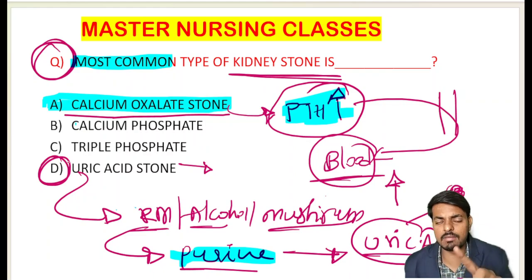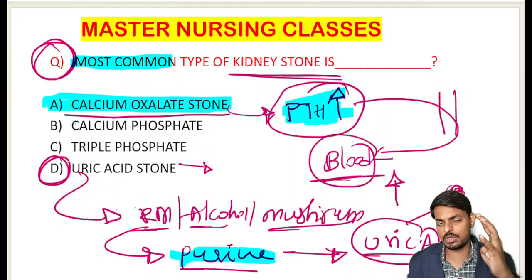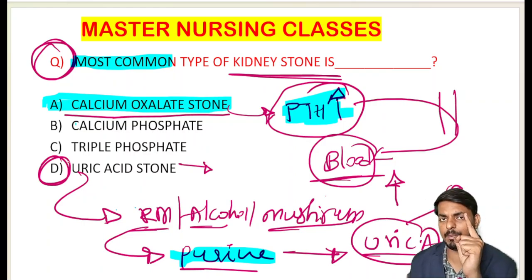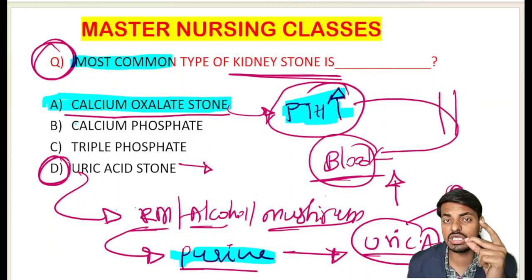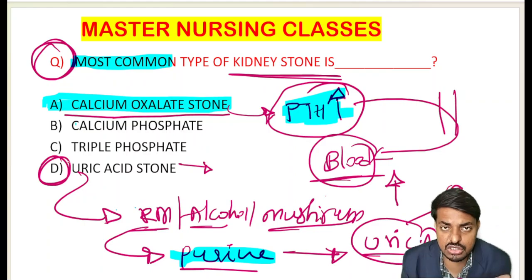So all four names are there for only one kind of stone, that is our triple phosphate stone. Very important. Keep in your mind which stone occurs after the protease bacterial infection. The stone name is called the triple phosphate stone. Okay, hope the concept is clear. And the dangerous type of stone is our triple phosphate stone, also called the struvite stone.